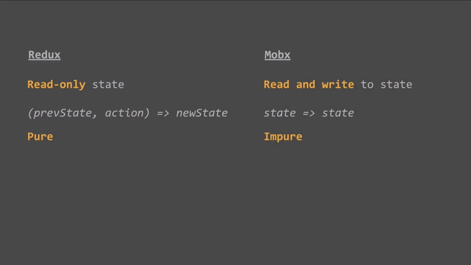This is an easy one. With Redux, your state is read-only, as I said. You take your previous state and an action, and you always produce a new state, so everything is pure. With Mobx, you can read and write to your state, so it's impure.